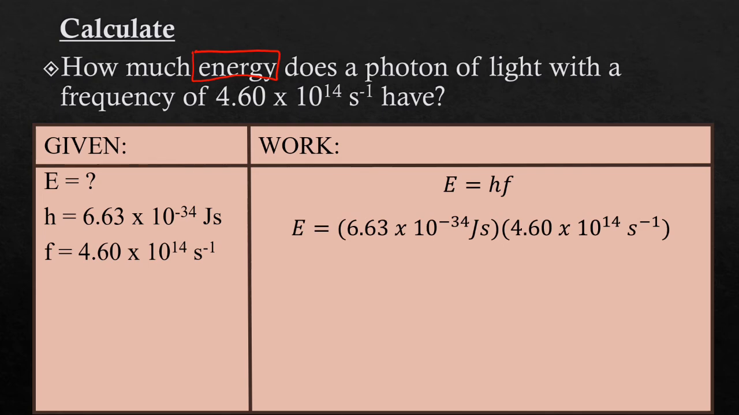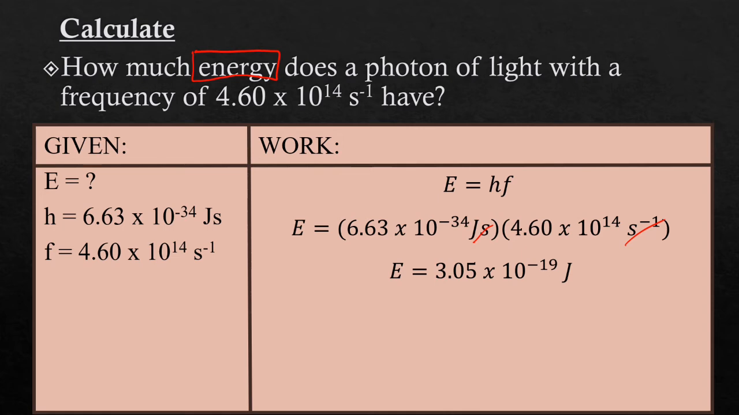H is 6.63 times 10 to the negative 34 joules seconds. And then F is 4.60 times 10 to the 14th inverse seconds. So these seconds and inverse seconds cancel out. And then I multiply to get 3.05 times 10 to the negative 19.